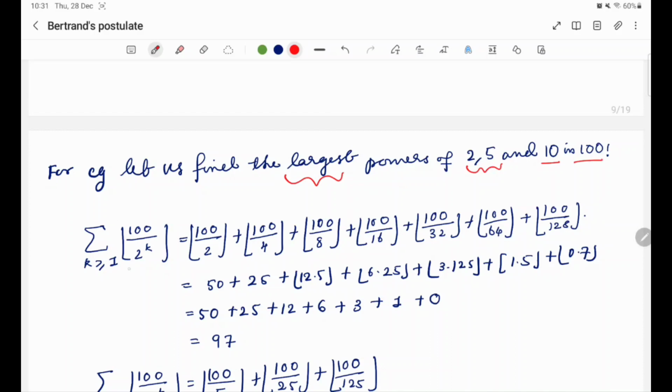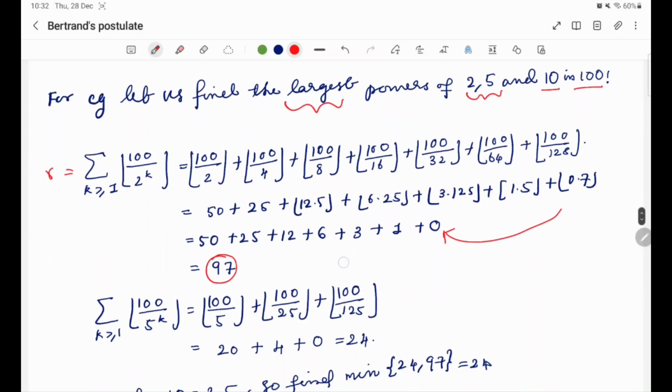So let's calculate for 2. The equation tells you that r is the sum over k of the greatest integer of 100 over 2 power k. So 100 over 2, 100 over 4, 100 over 8, and so on. 128 is greater than 100, so it will be 0 point something, so that would be 0. The other values: 50, 25, greatest integer of 12.5 is 12, 6, 3.125 is 3. When you add them up, you get 97.